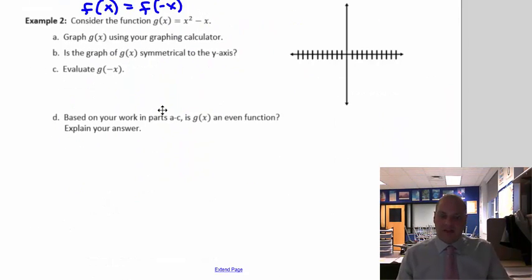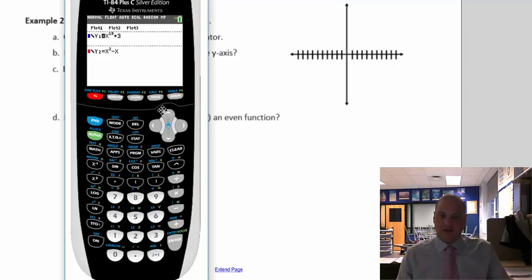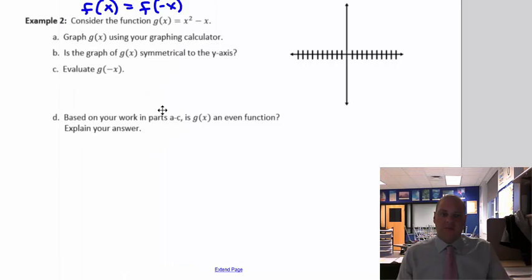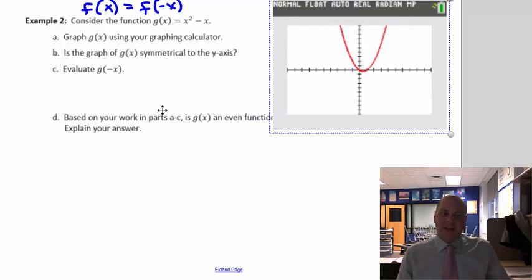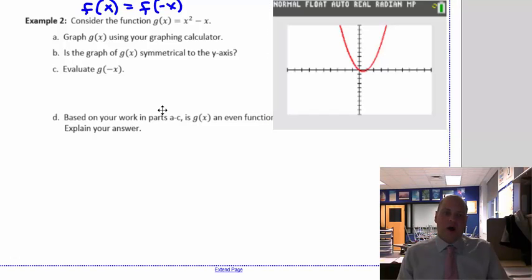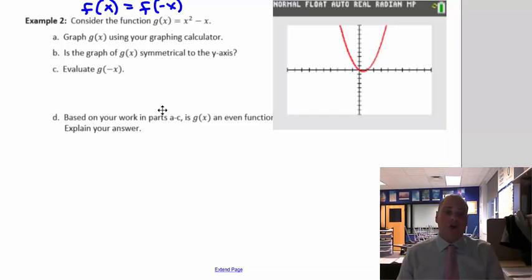Now consider x squared minus x. So we're going to turn off this one, and then we're going to turn on x squared minus x. Let that graph and bring it over. Now, I have an even degree, but is this graph symmetrical to the y-axis? It is not. If you look closely, there's more space over here than there is over here. So this graph is not symmetrical to the y-axis.